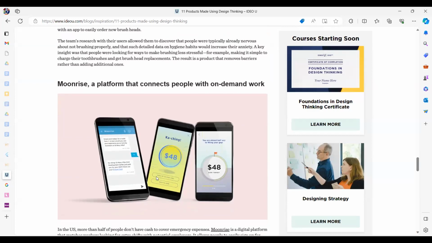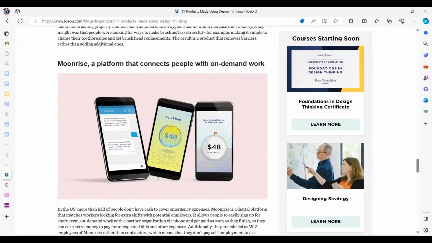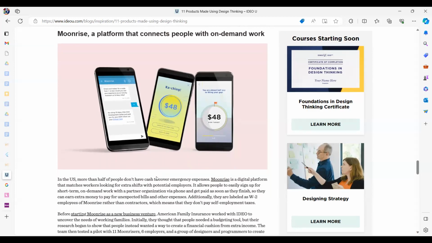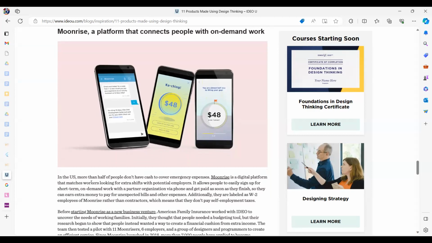And another one, Moonrise, a platform that connects people with on-demand work. Now, this is an app. You can look at it very closely. Check it out. In the US, more than half of people don't have cash to cover emergency expenses. So it's like, you go to a job, you make money, you spend it, and then you don't have money in an emergency. So how do you handle that?